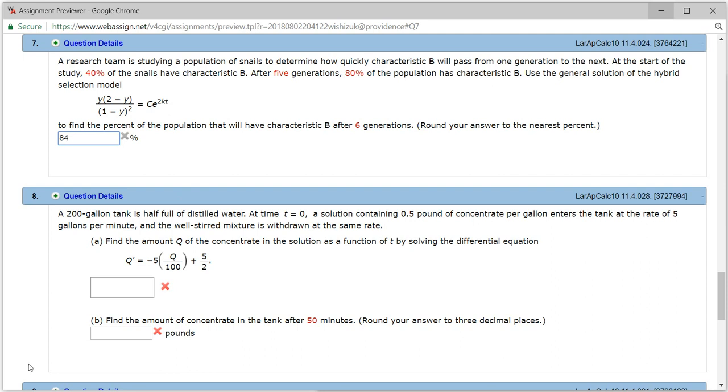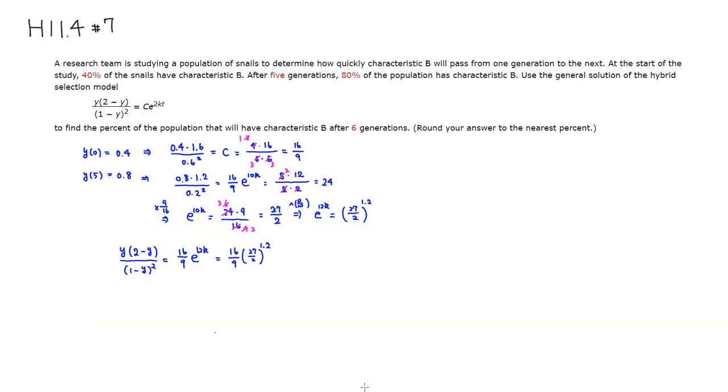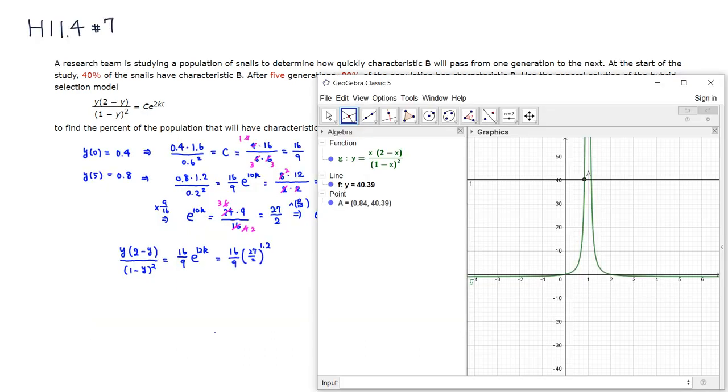All right, let's check the answer. I came back and it looks like we got this one correctly. All right, that's it. I hope that this was clear.